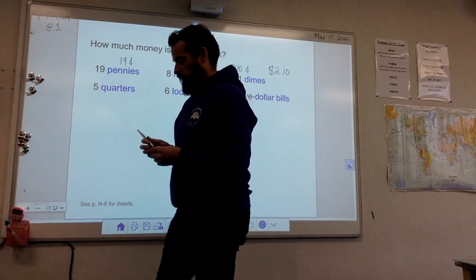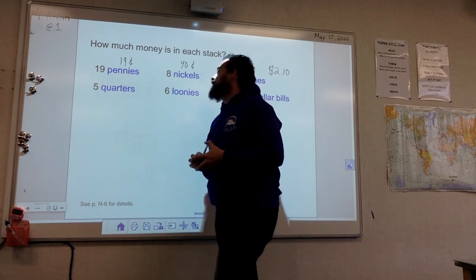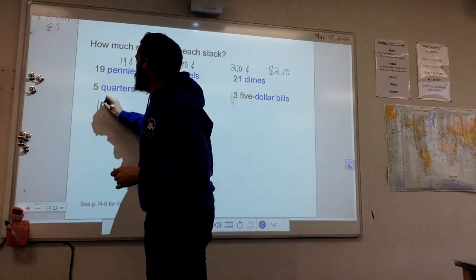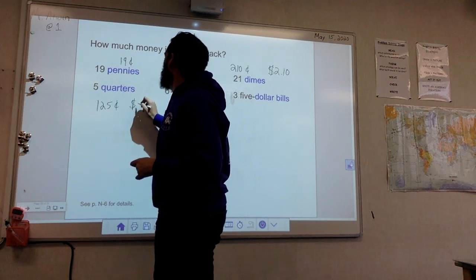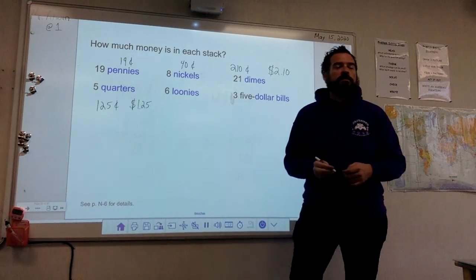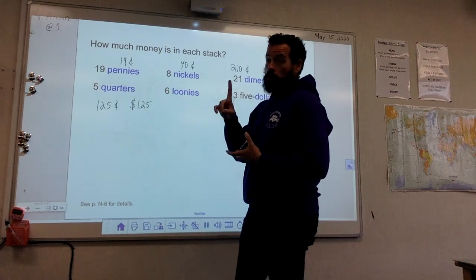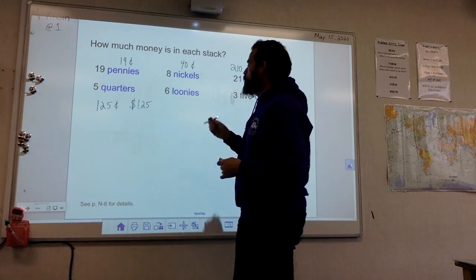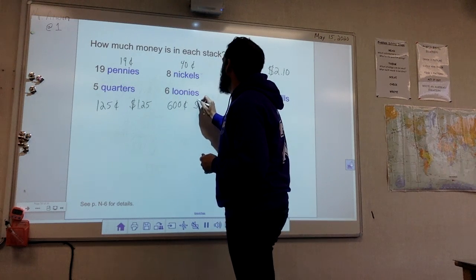5 quarters. A quarter is worth 25 cents. So if we have 5 of them, that's going to be 125 cents, or written in dollar notation, $1.25. 6 loonies. Remember that a loonie is worth $1. You could also say $1 is 100 cents. So we could write it as either 600 cents or $6.